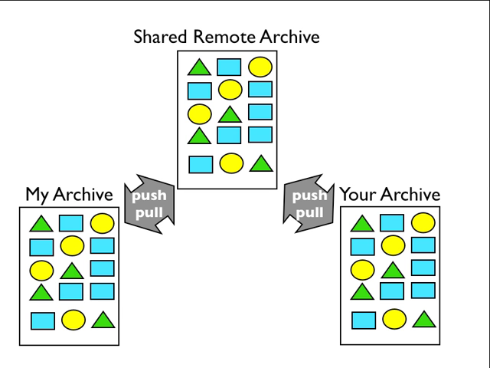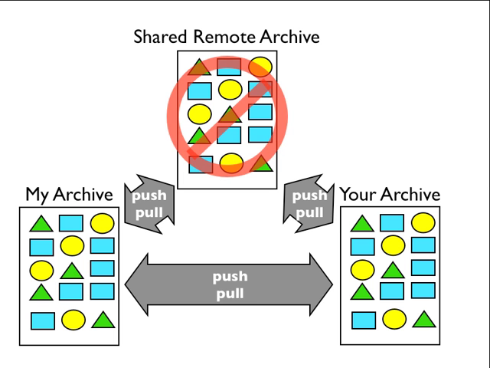However, should the shared archive go down or we lose an external internet connection somehow, we can still set up the push-pull between our two local archives. That's fine.